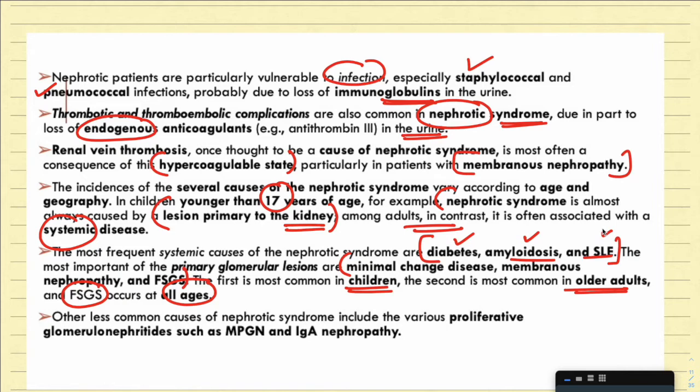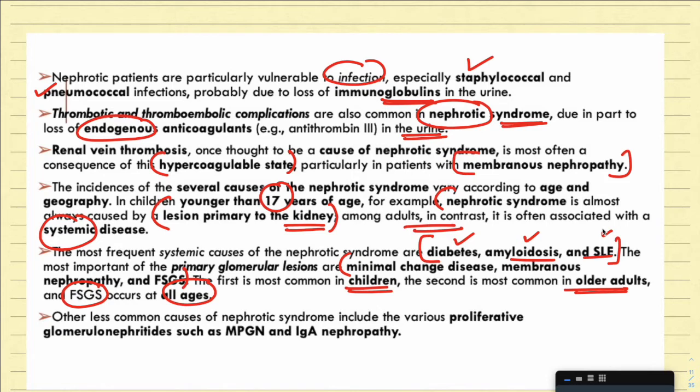Whereas in this particular chapter, we will deal mainly with minimal change disease, membranous nephropathy and FSGS. All these three conditions are primary glomerular lesions. That means these conditions will present with nephrotic syndrome and there will be no other systemic sign or symptom. Only the kidney is affected. Out of these, MCD is most common in children, membranous nephropathy in older adults, whereas FSGS occurs in all ages. So this point becomes very, very important.